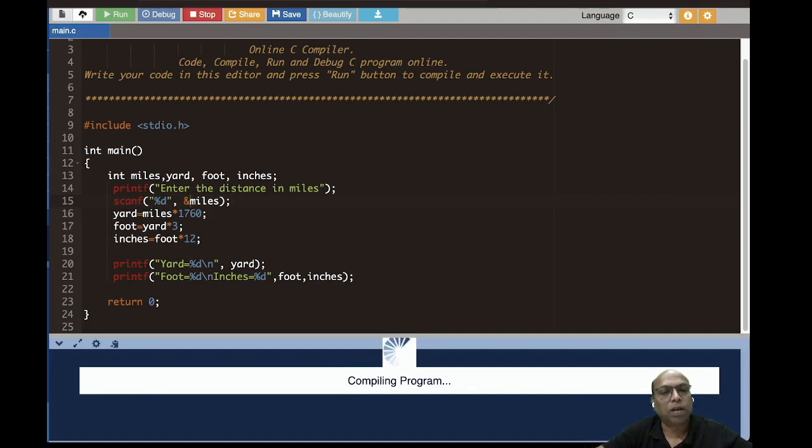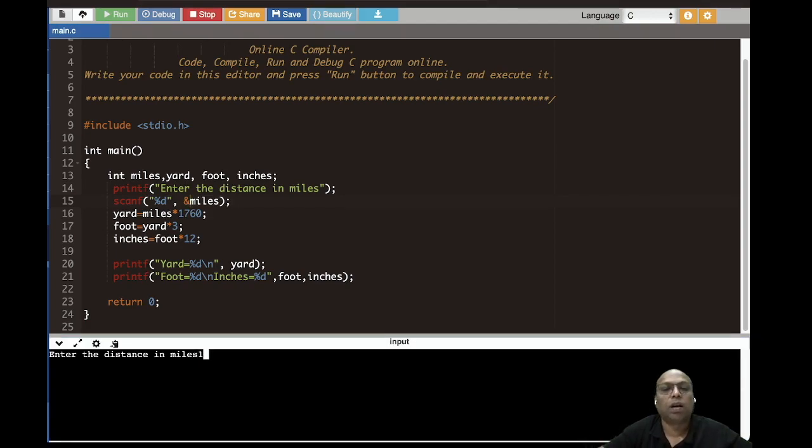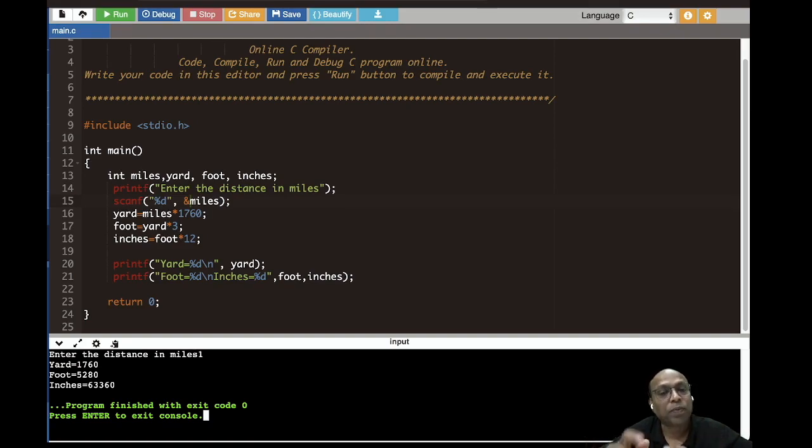Logically, sometimes people ask me, sir, should I divide or multiply? It should be multiplied because 1760 yards makes 1 mile. That means if I have 1 mile given, I need to multiply by what? 1760. Remember that. Okay. Let's go to the next problem.